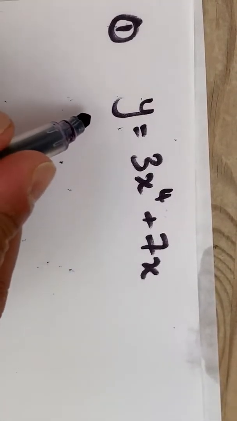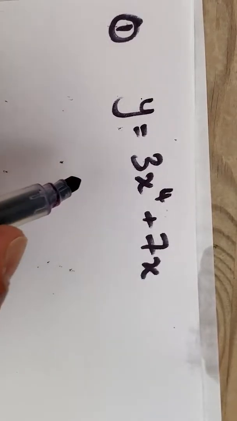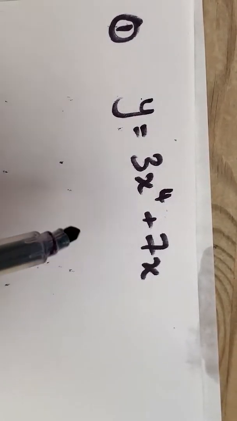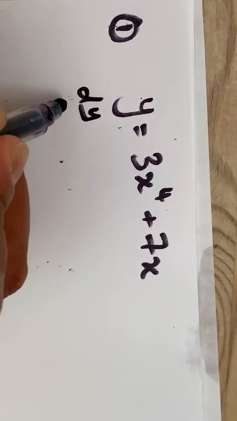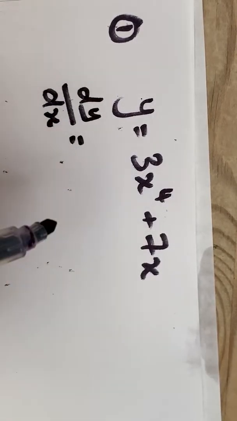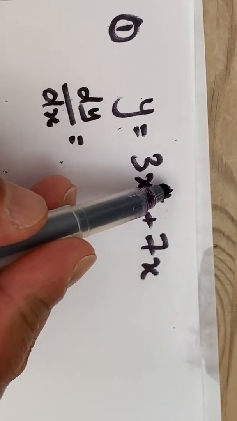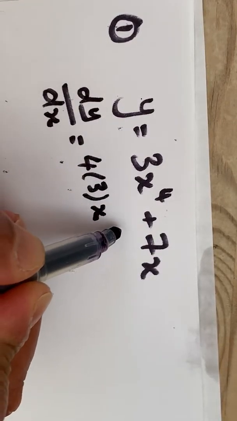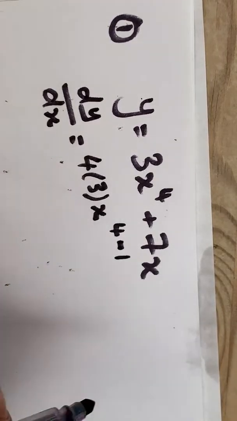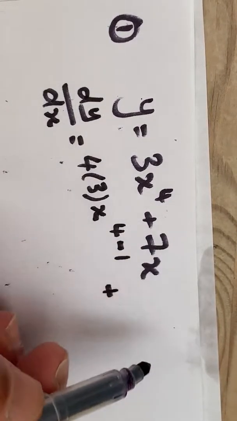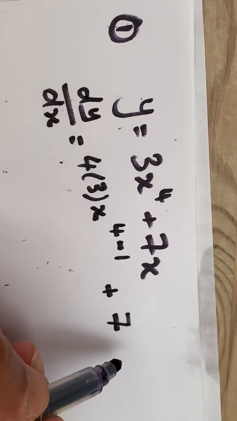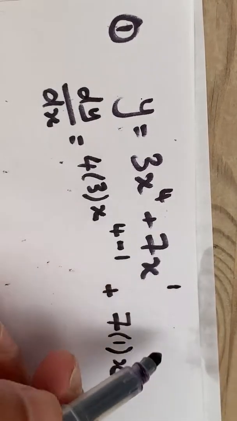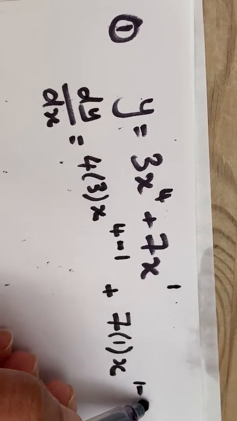Looking at questions here that require you to differentiate y equals 3x to the power of 4 plus 7x. What you need to do is differentiate by doing dy over dx equals, now the 4, you bring it down to the 3. So 4 multiplied by the 3x, you reduce the 4 down by 1. And then plus 7x, so that will become 7 multiplied by the 1x, and you take 1 away from the 1, like so.